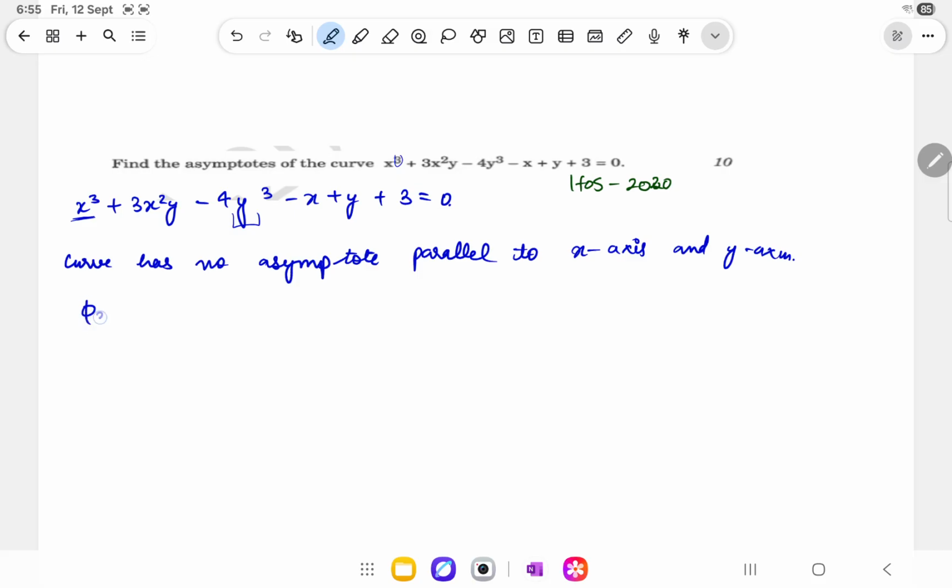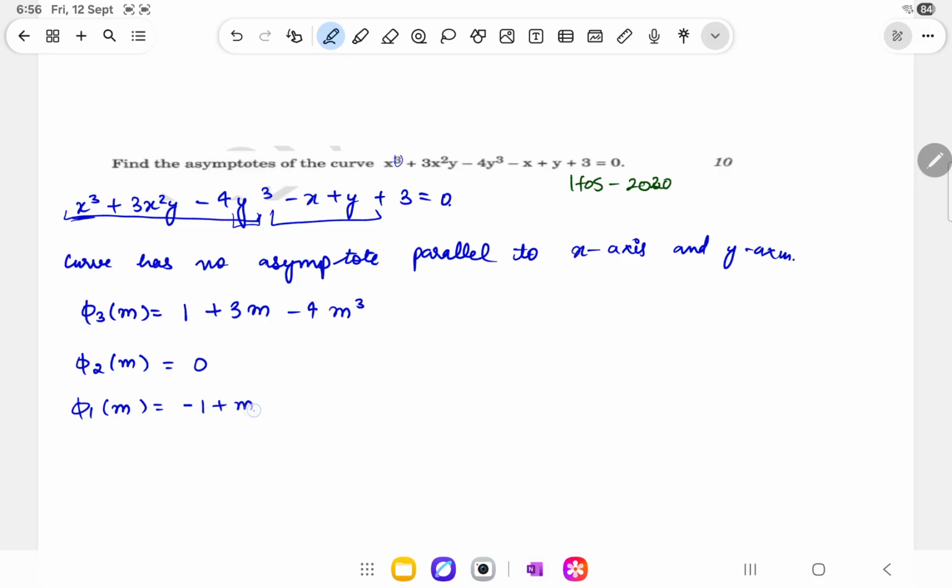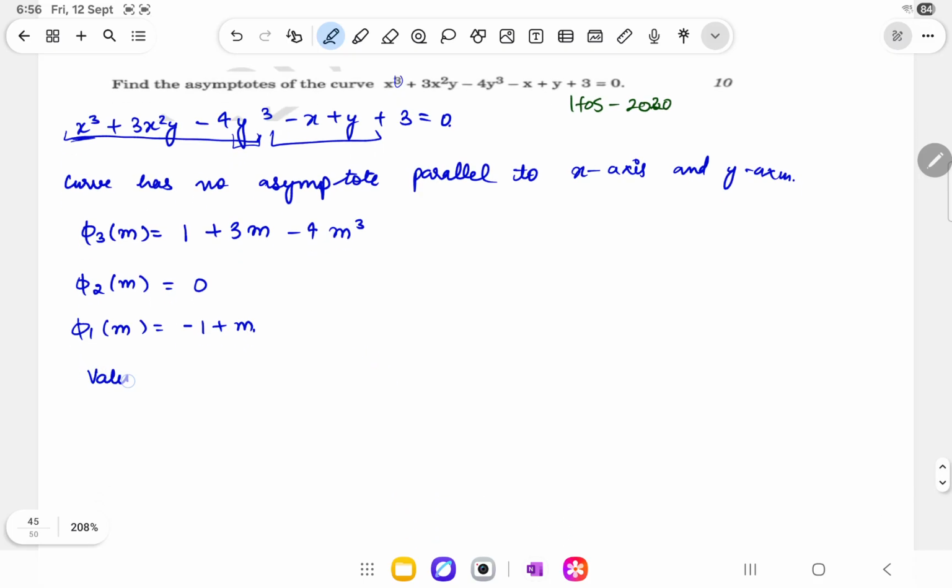So my phi 3m will be basically, in the degree 3 terms, I'll be putting x equals to 1 and y equals to m. So this gives me 1 plus 3m minus 4m cube. Likewise, there is no term with degree 2, so phi 2m is 0, and phi 1m is basically minus 1 plus m. So I find the value of m by substituting phi 3m equals to 0. That basically gives me 1 plus 3m minus 4m cube equals to 0.